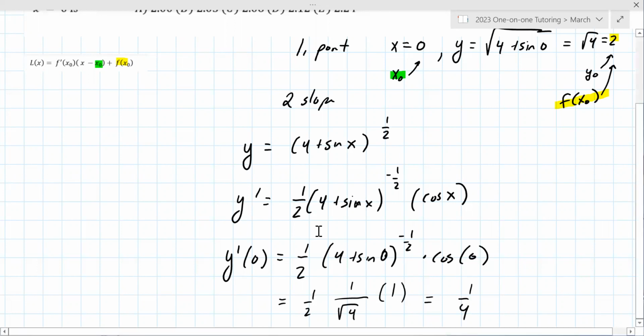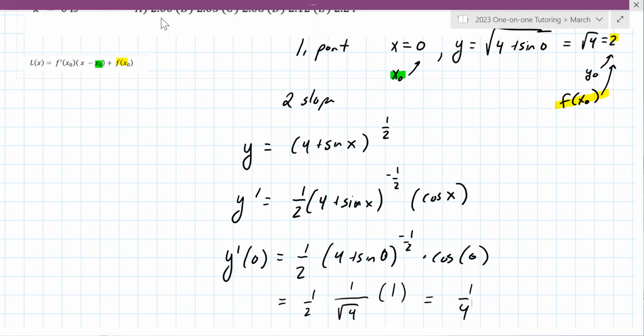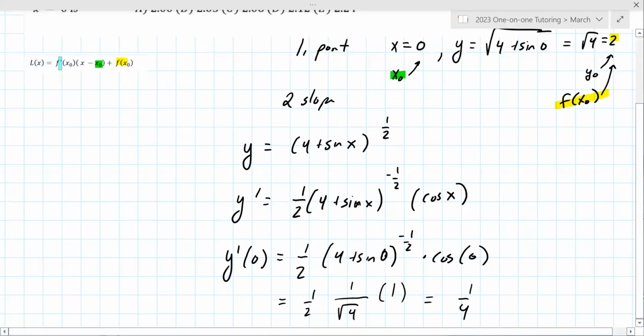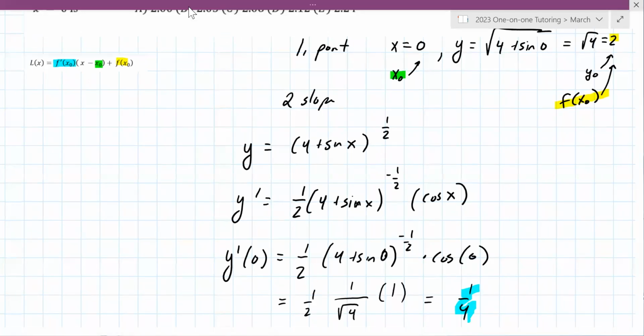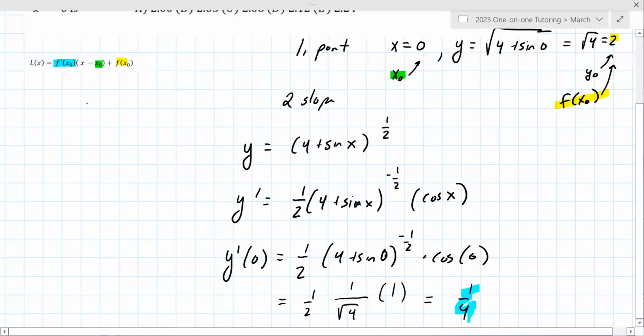And that's the f prime of x0. That's what this is down here. So x0 equals 0. So you plug in 0 to the derivative? Yes. Okay. So now your tangent approximation is 1/4 times x minus 0 plus 2.